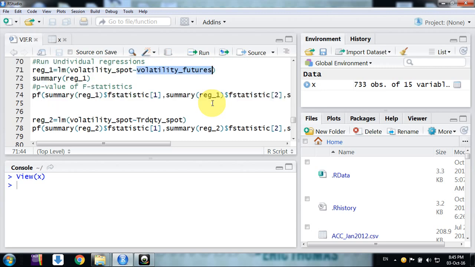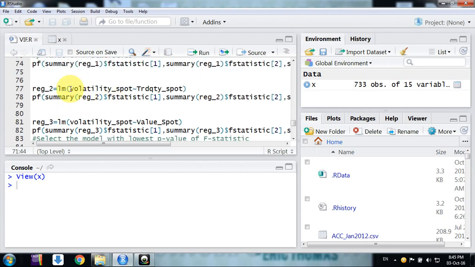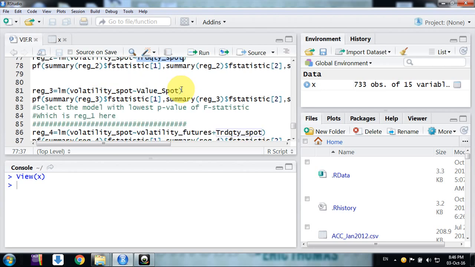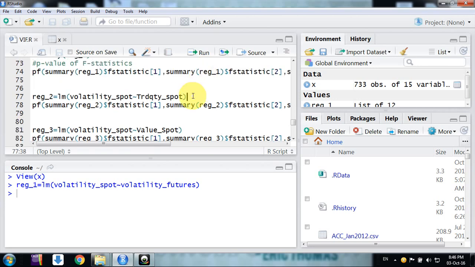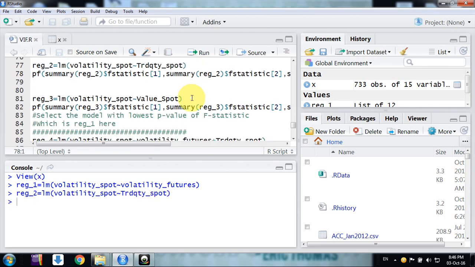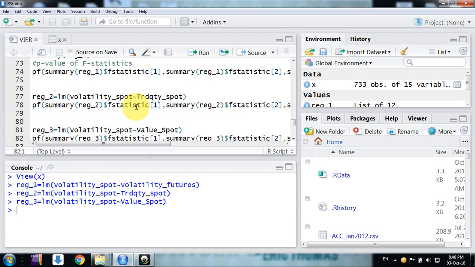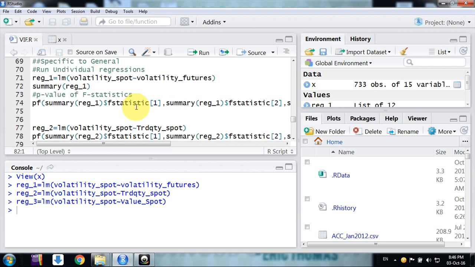In the second regression, the dependent would be the same but the independent would be the second variable, not the other variables. And in the third, the dependent would be the same and the independent would be value of spot. In this way, I have three independent variables, so I would run three regressions. So I run these three regressions, first, second, then third. In this way I have created three lm objects, linear model objects, in R. Now I need to conclude which one is better.